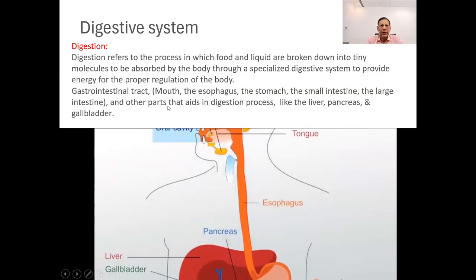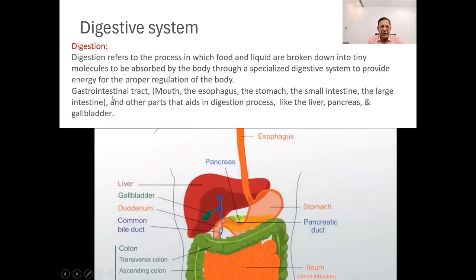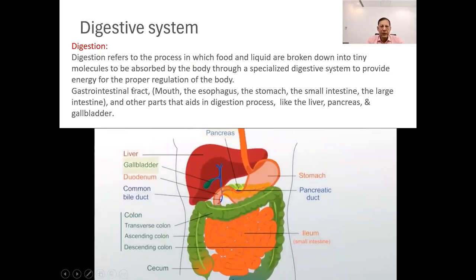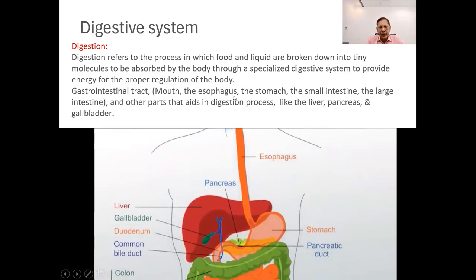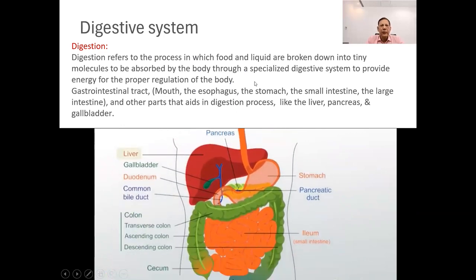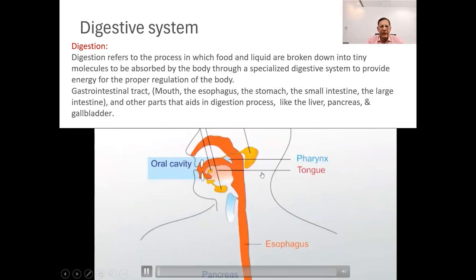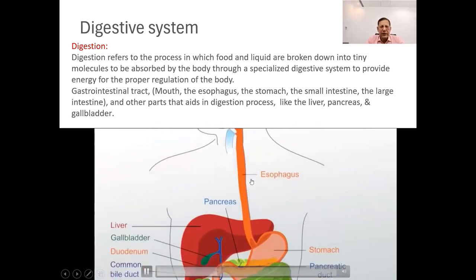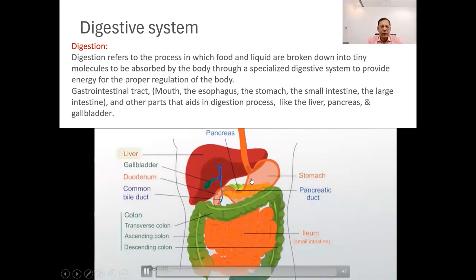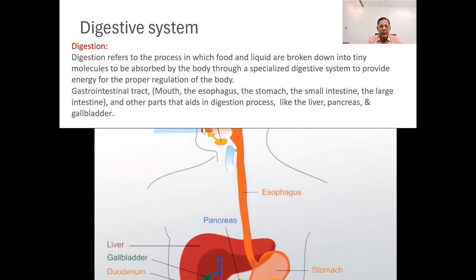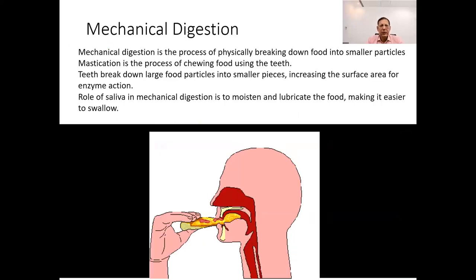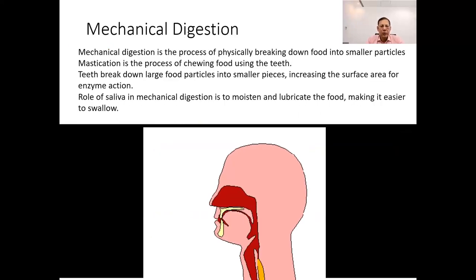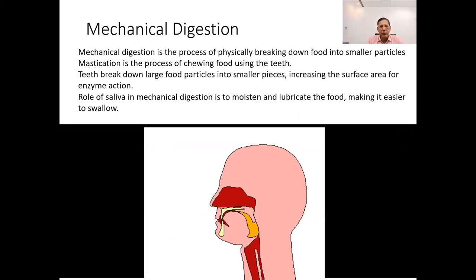So, digestion occurs in a system called the gastrointestinal tract system that includes the oral cavity or mouth, the tubular structure esophagus, the stomach, the small intestine, the large intestine, and other organs that aid in digestive processes, like the liver, gallbladder, and pancreas. So digestion can be mechanical digestion or it can be chemical digestion.